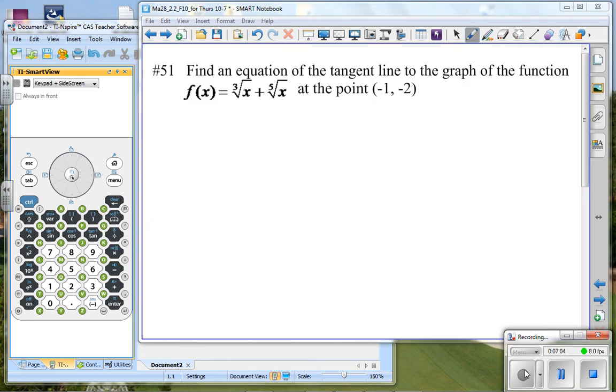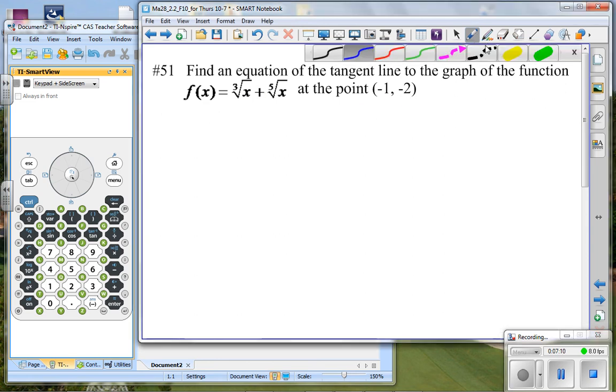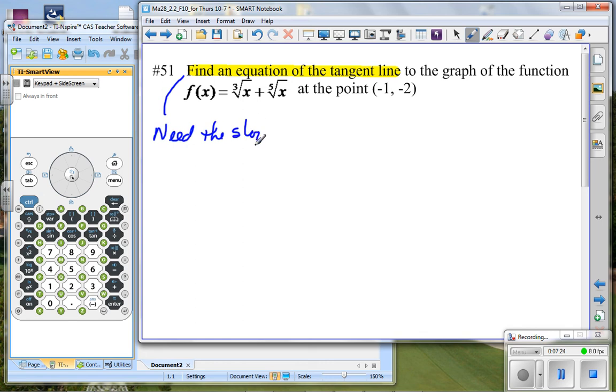Okay, next problem: find the equation of a tangent line to the graph of this function at this point. Keep in mind now, always keep your eye on the fact that you're trying to find the equation of a line. Let's review. To find the equation of a line, you need the slope of the line.